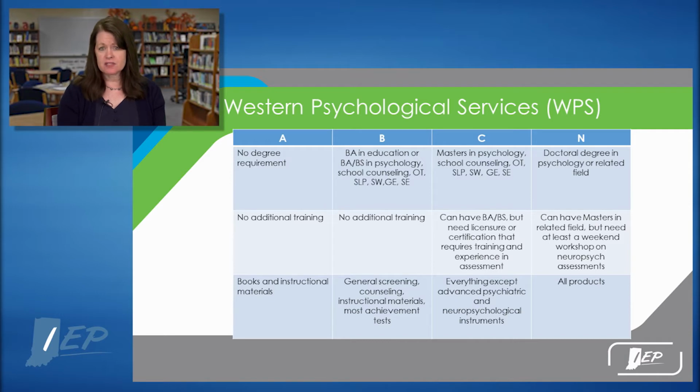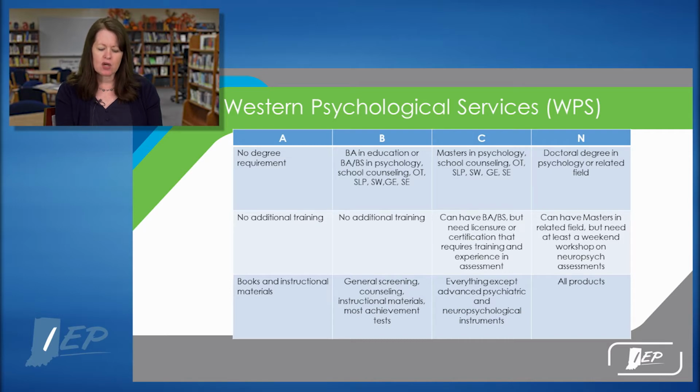Western Psychological Services, or WPS, uses an ABCN kind of rating system. So A would be the lowest level of qualification needed, and for A items, WPS does not require any sort of degree, any sort of training, but they limit you to being able to purchase books and instructional materials. And this is so that, if somebody wants to purchase things for homeschooling, they don't necessarily have to have any sort of degree or training to provide homeschooling. So this way they can get access to those instructional materials.